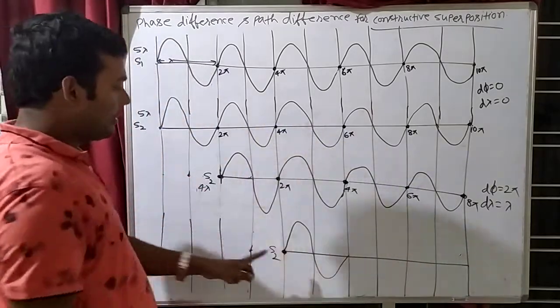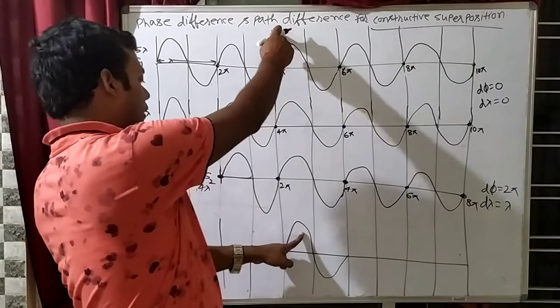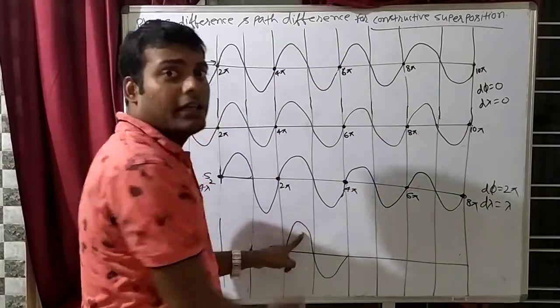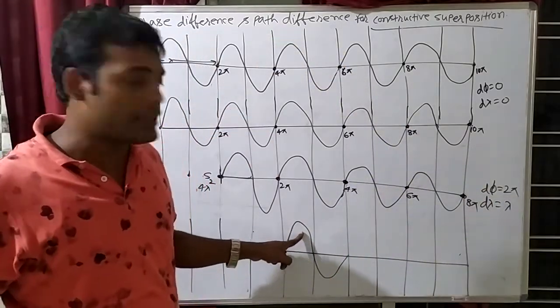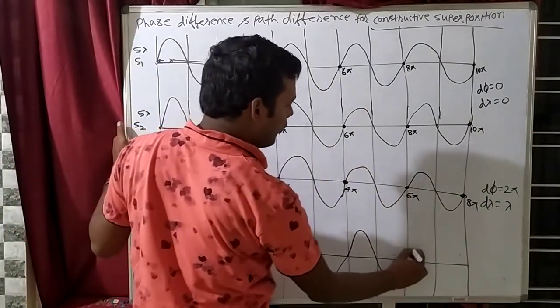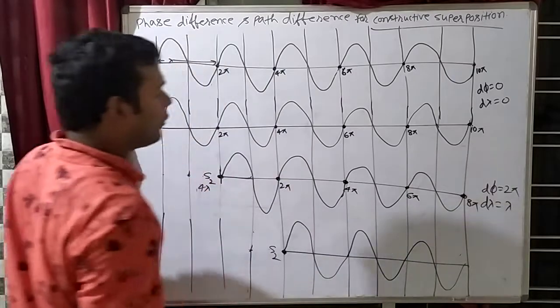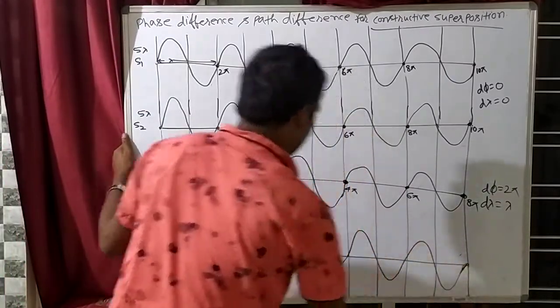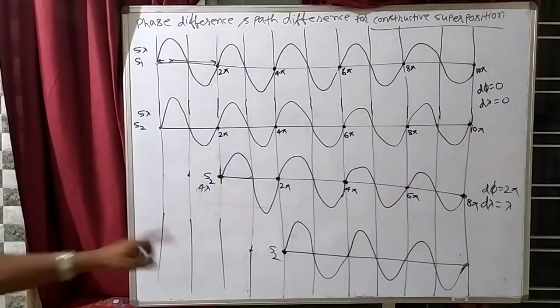Now check. This is our S2. This is our S1. Crest over crest. That means this is constructive or destructive? Constructive superposition. That means this is the next position for S2. Clear.